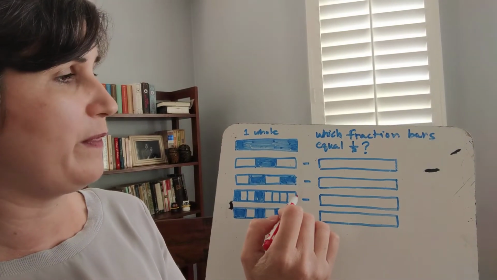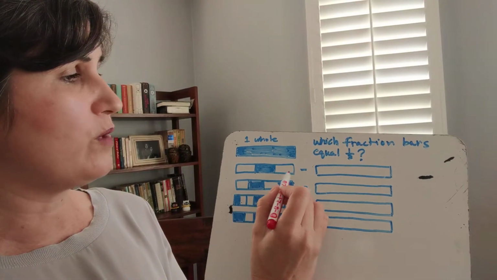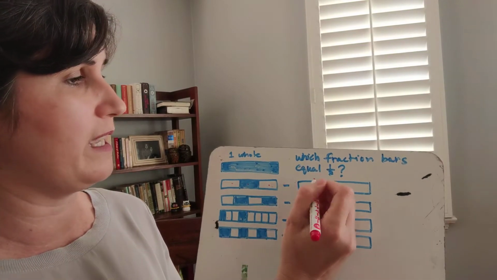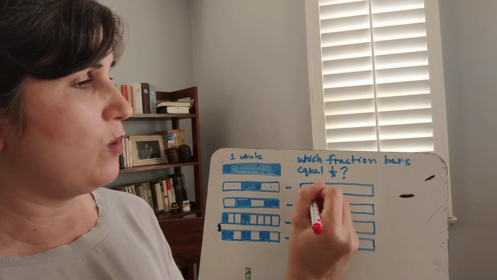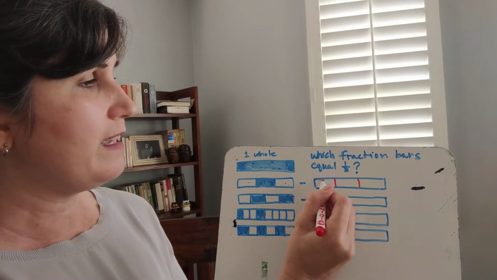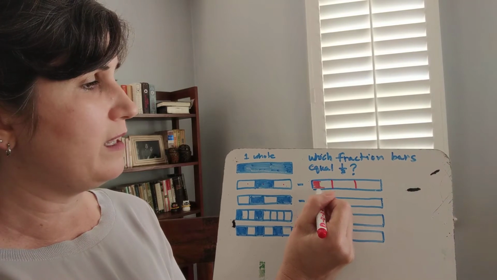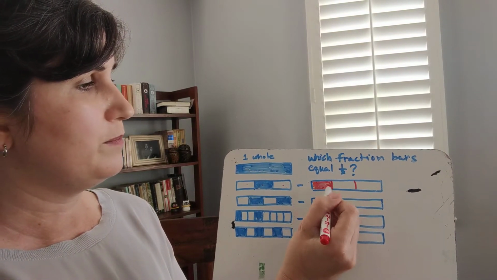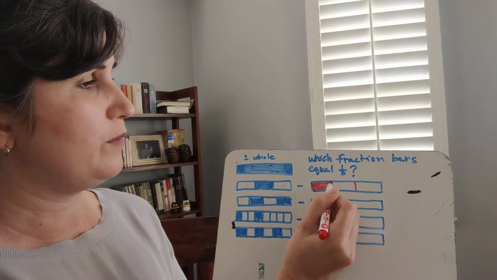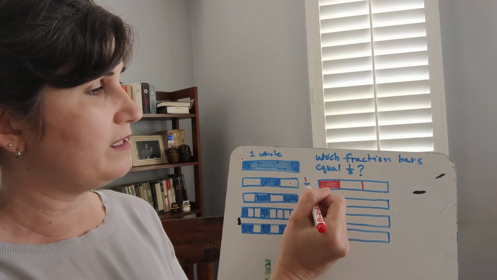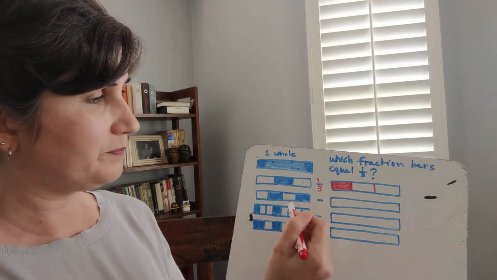Which of these equal 1/3? Okay, so I'm going to draw this fraction bar over here. I notice it has 1, 2, 3 sections, so I'm going to draw 1, 2, 3 sections, and they colored in 1. I'm going to move that 1 they colored in over here. So this is 1 out of 3 sections, so I know that this is equal to 1/3.